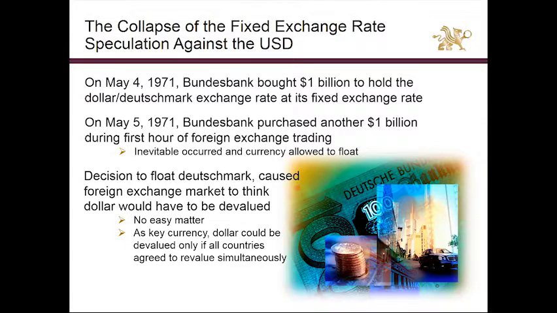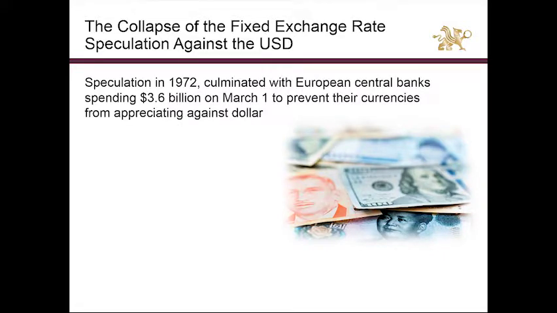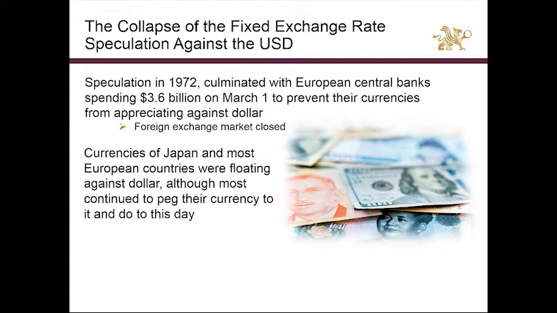After a massive wave of speculation in February of 1972, which culminated with European central banks spending $3.6 billion on March 1st to try to prevent their currencies from appreciating against the dollar, the foreign exchange market was closed. When the foreign exchange market reopened on March 19th, the currencies of Japan and most European countries were floating against the dollar. Although many developing countries continue to peg their currency to the dollar, and many do to this day. At that time, the switch to a floating system was viewed as a temporary response to an unmanageable speculation in the foreign exchange market.